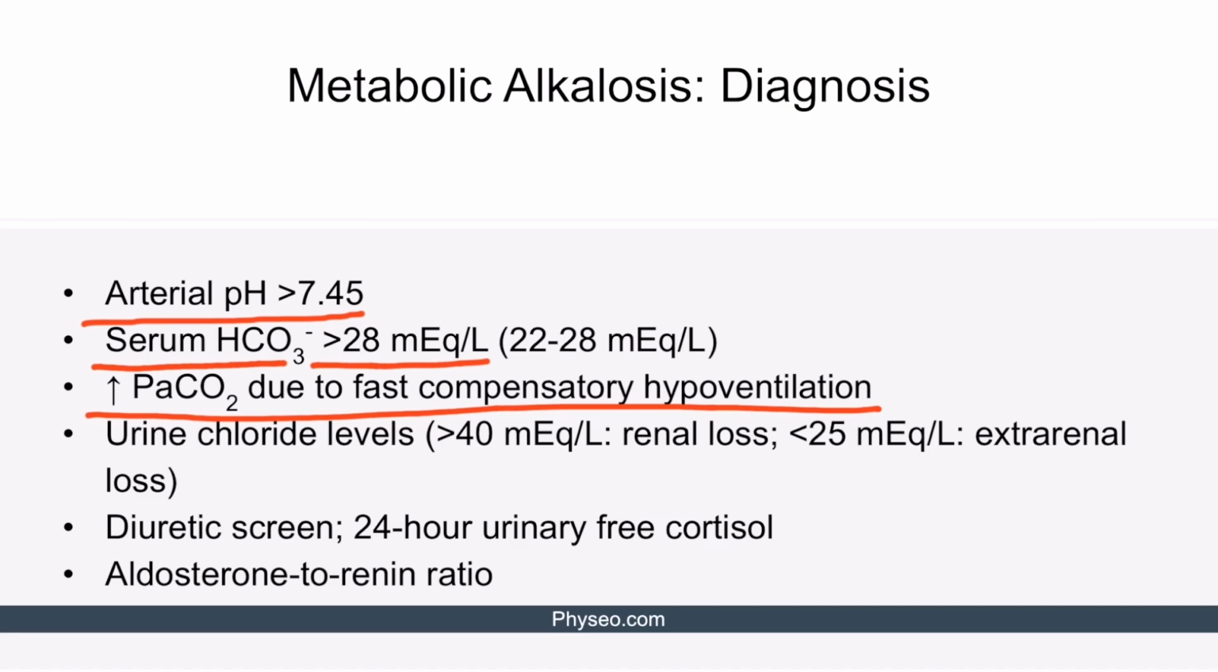Generally, respiratory compensation is much faster than renal compensation because respiratory changes are induced by sensing the altered pH by central and peripheral chemoreceptors. We can also measure urine chloride levels in the patient suspected of having metabolic alkalosis. Urine chloride more than 40 signifies renal loss of chloride, while levels less than 25 signify extrarenal loss of chloride. We can also perform diuretic screen if diuretic abuse is suspected. 24-hour urinary free cortisol is measured to screen for Cushing syndrome. Finally, aldosterone to renin ratio will help us diagnose primary and secondary hyperaldosteronism.